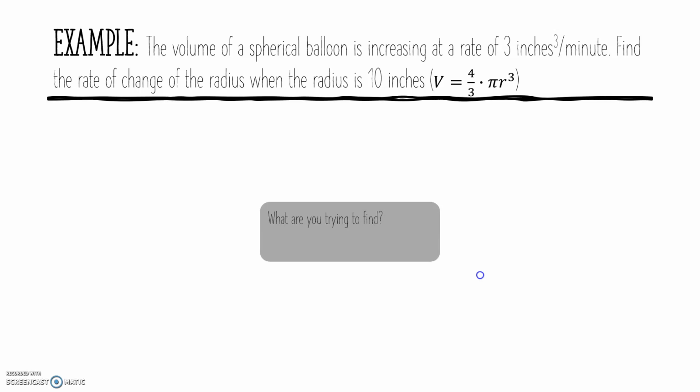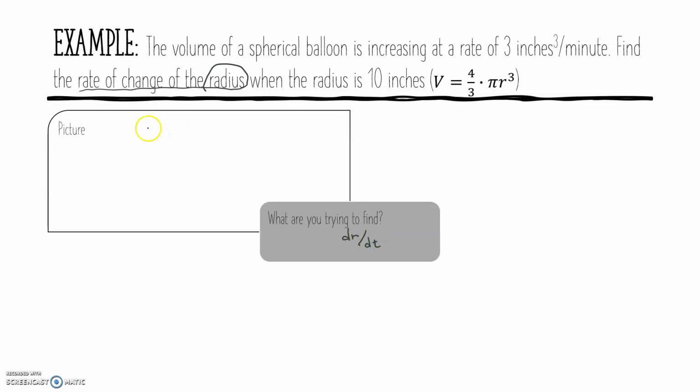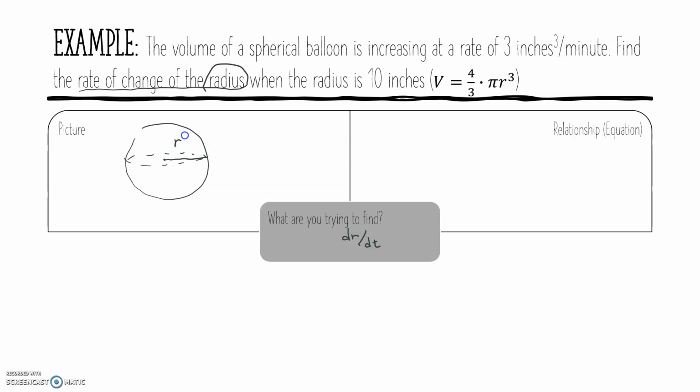So what are we trying to find? We are trying to find the rate of change of the radius, so we are trying to find dr/dt. This time it's a sphere, so I'm going to show that it's three-dimensional by making an equator around the sphere, and the radius is changing as I'm blowing up the balloon. The relationship is this equation that we were given, volume equals 4/3 pi r cubed.